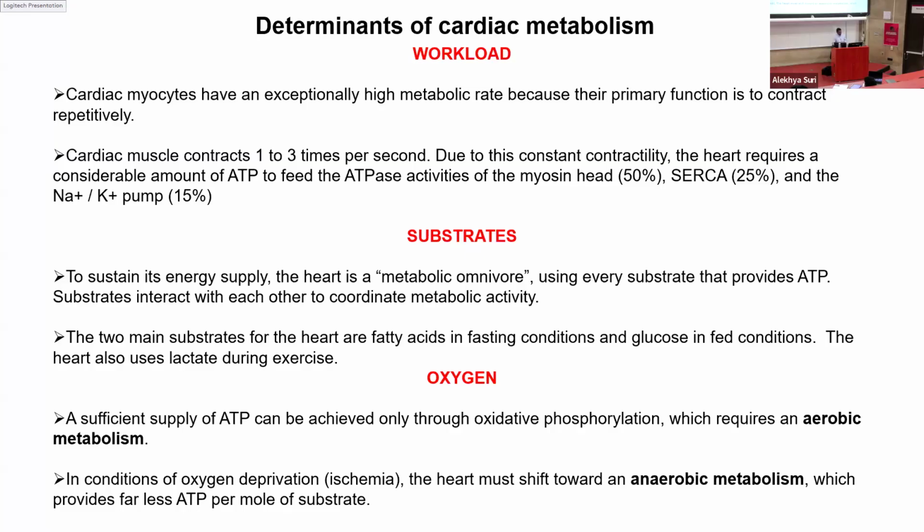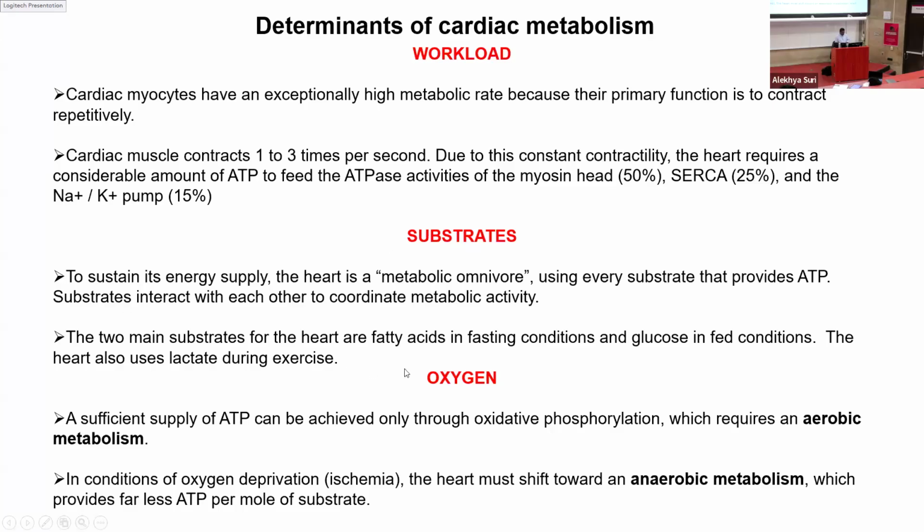And then the second one is substrate. So depending on the substrate availability, the energy production will be different. For example, if you have fatty acid, you're going to produce more ATP molecules compared to carbohydrates. However, the cardiac muscle is metabolically omnivore, meaning that it can utilize any type of energy which is available in the system. Even if the fatty acids and carbohydrates are not available, it'll use the amino acids and other molecules to produce ATP molecules.